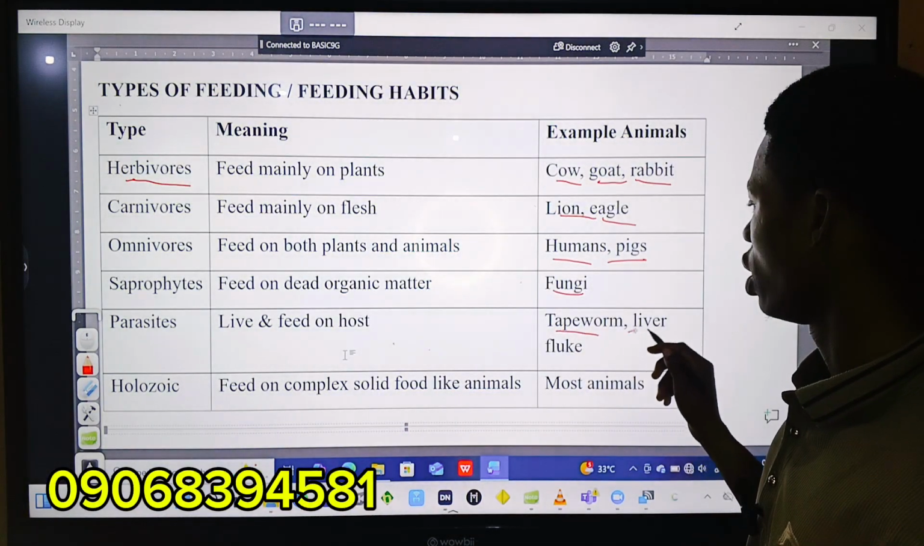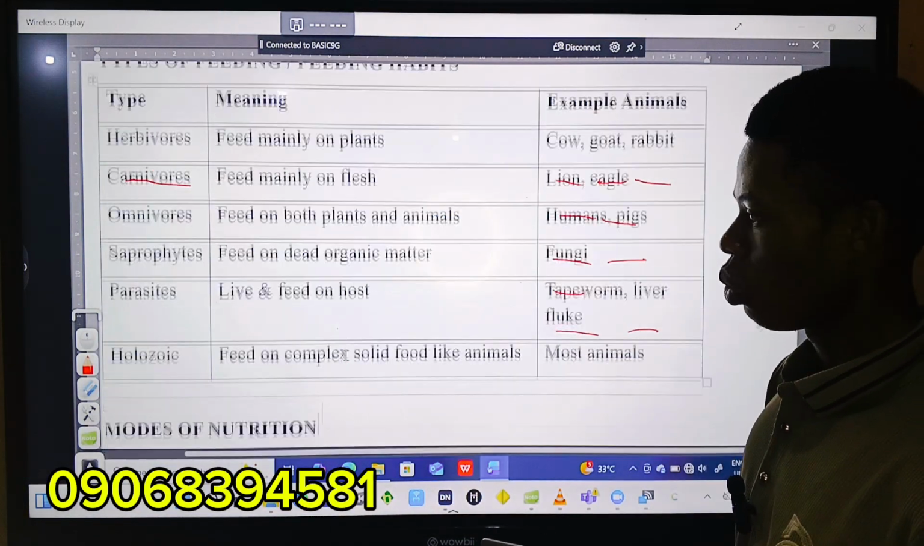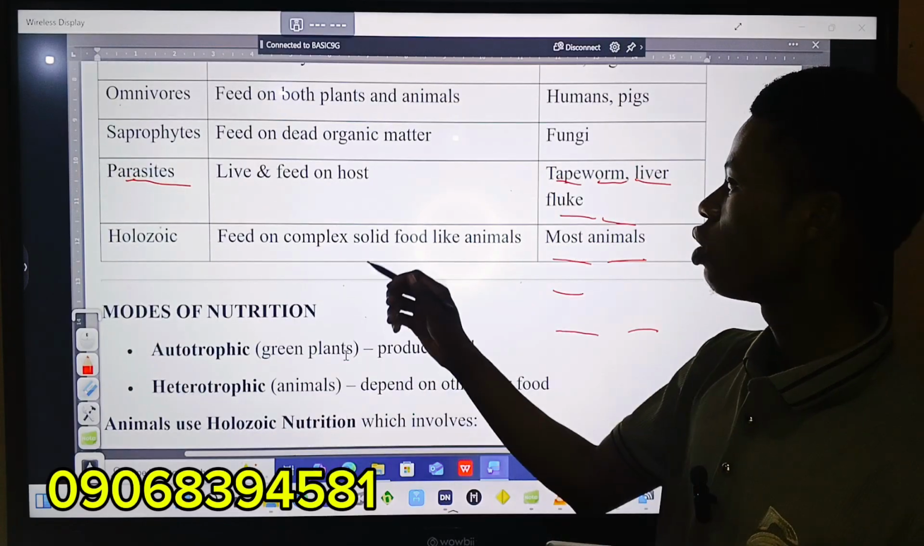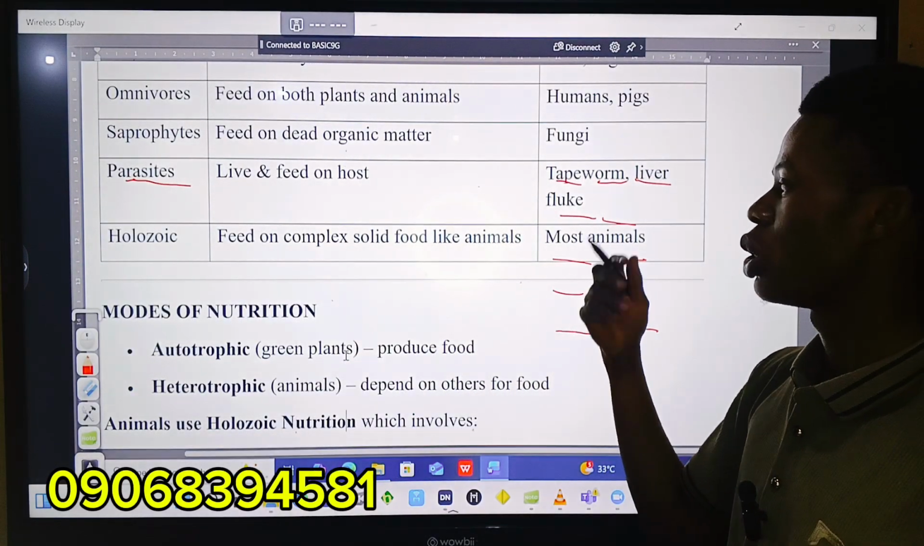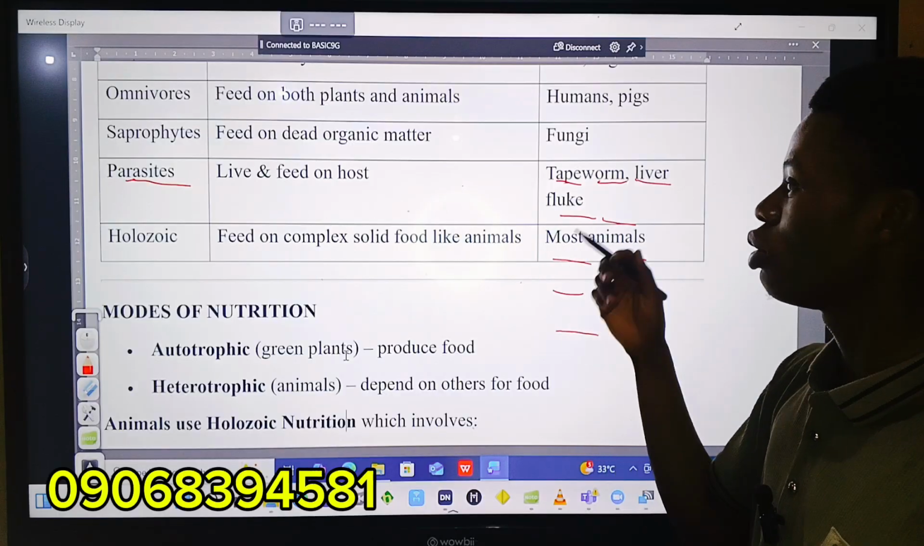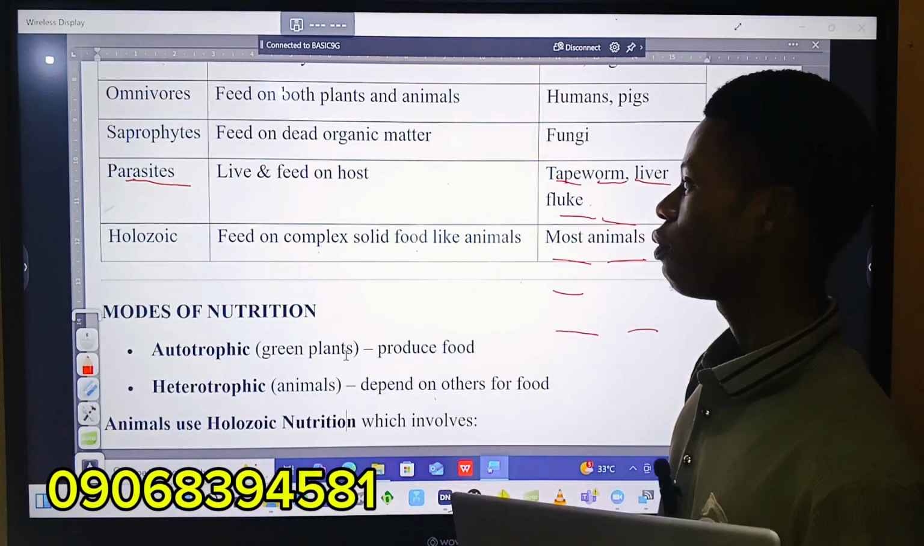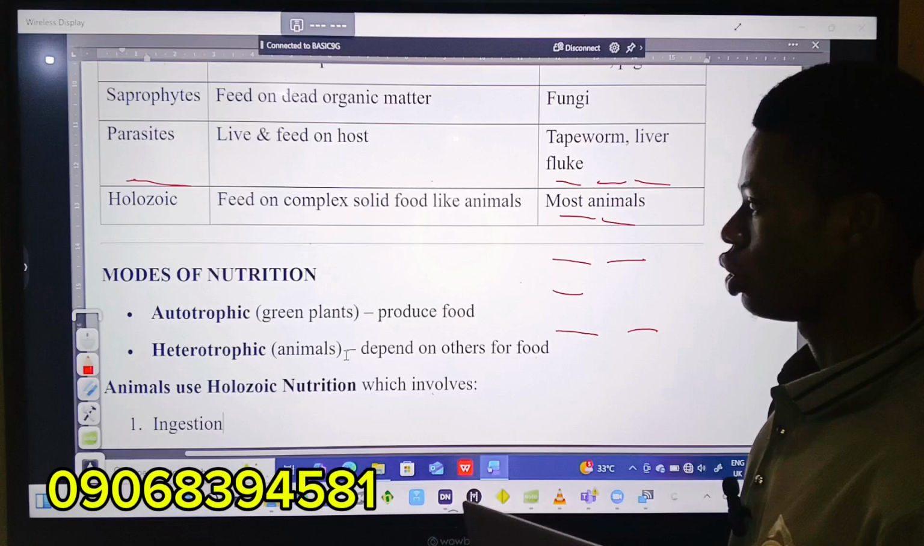Example, tapeworm, liver fluke. So holozoic mode of nutrition, they feed on complex solid food like animals. Most animals, including human beings, fall under holozoic mode of nutrition.